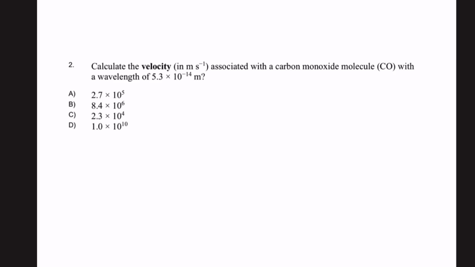All right, question 2. This is a question from the past units. Calculate the velocity associated with a carbon monoxide molecule with a wavelength of 5.3 times 10 to the negative 14 meters. So this is a question where we have to use the de Broglie wavelength, which is wavelength equals Planck's constant over mass times velocity. Now we don't know the mass, but it tells us it's a carbon monoxide molecule, and we can figure out the mass using some stoichiometry.